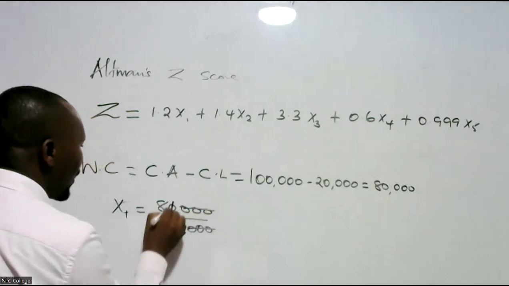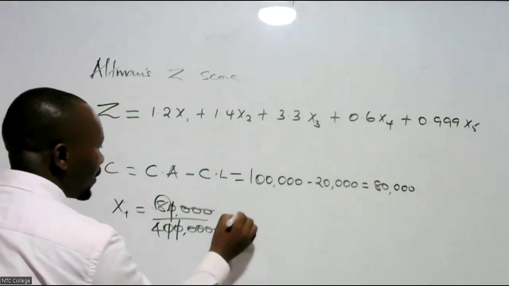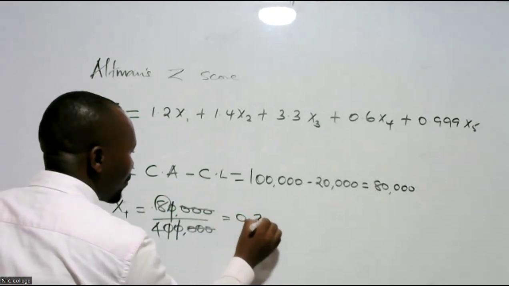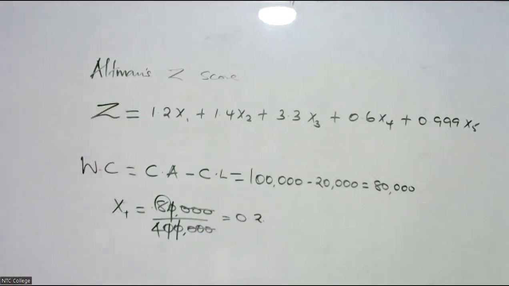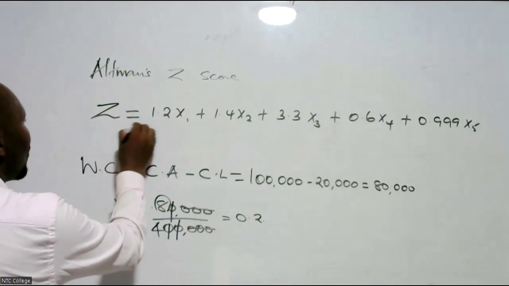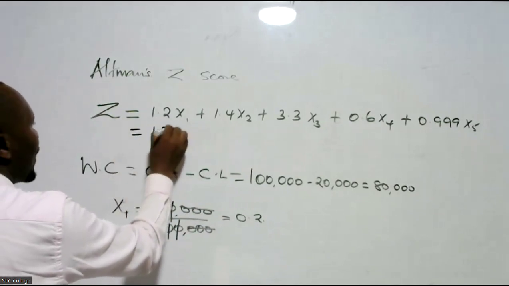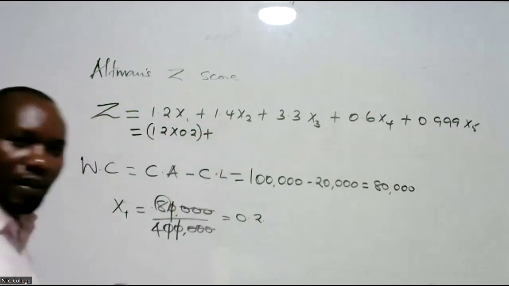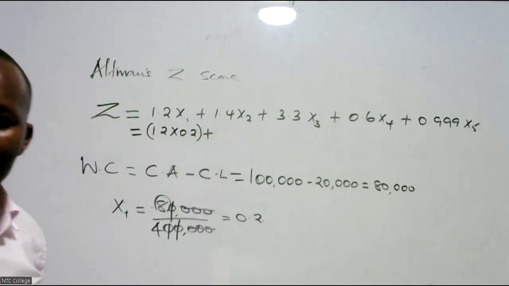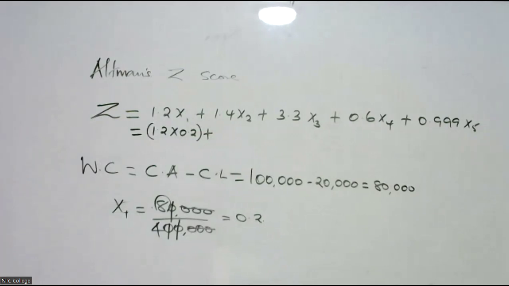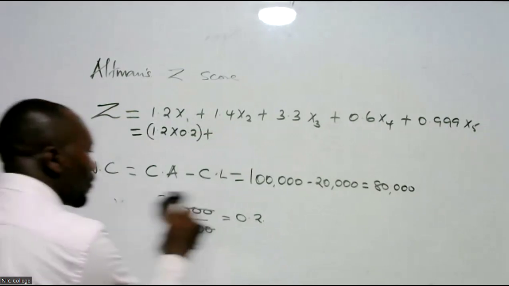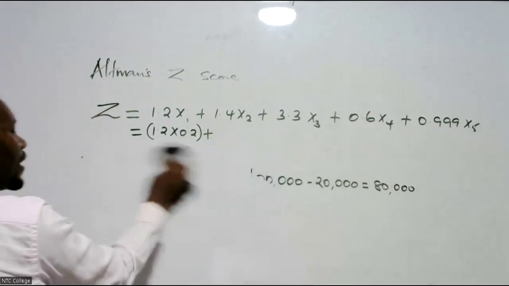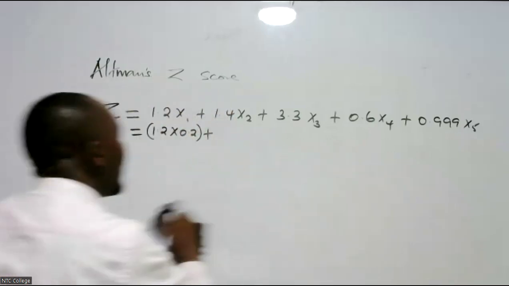I was told that this one I can do like that. So this one can give us 0.2. Can somebody confirm? I'm not very sure. Kindly confirm. If that is true, then this one is equal to 1.2 times 0.2. That's the first one, plus. I need somebody to confirm. Anyway, I'm going to the calculator. So let's get the first one. So we are done with working capital.